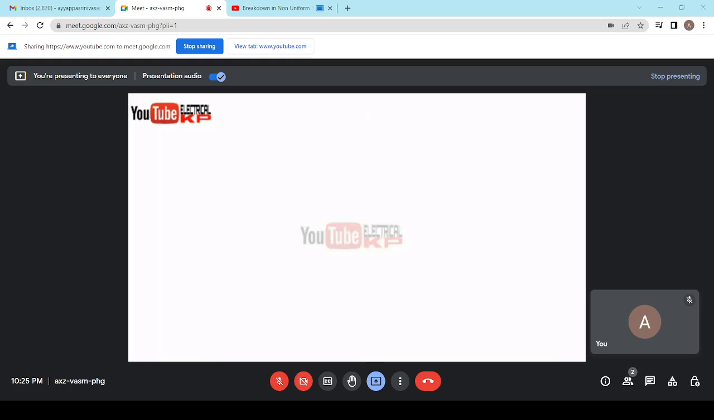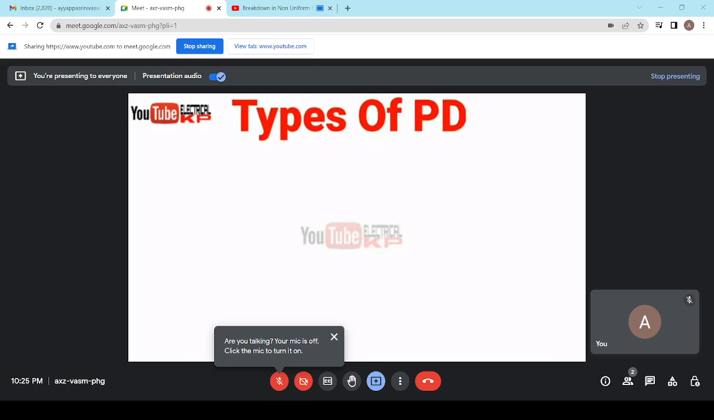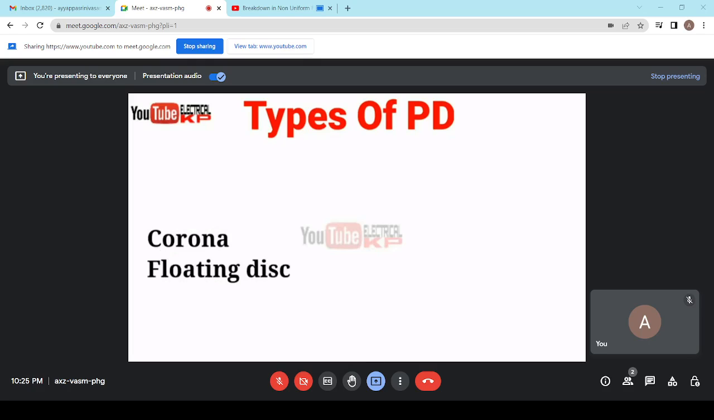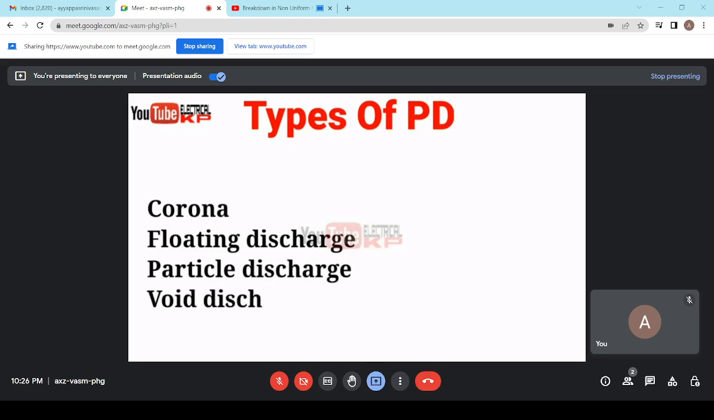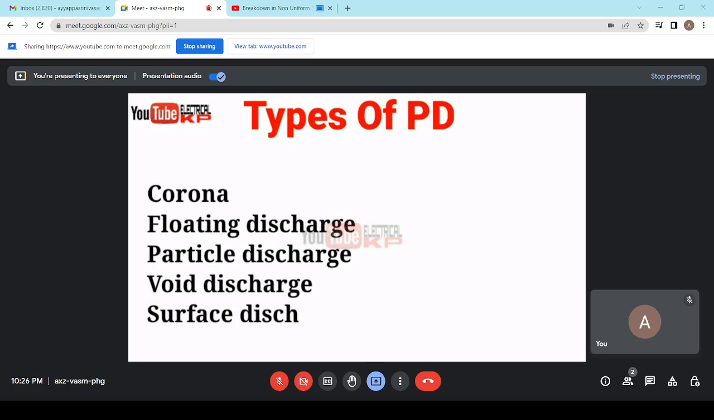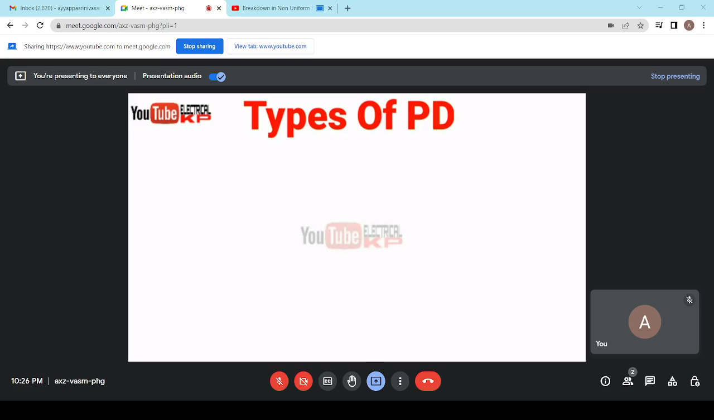After that, we are moving towards the types of partial discharge. The following 5 types of partial discharge are discussed here. First is corona, then floating discharge, then particle discharge, then void discharge, and finally surface discharge. First of all, we are moving to corona.